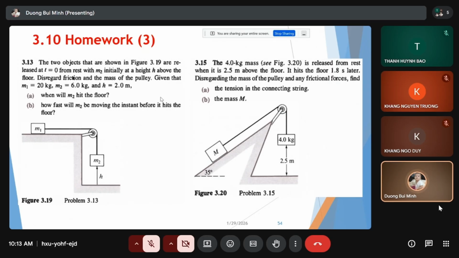And the 15, okay? Here we have 2 objects, right? We have object 1 with 4 kilograms. Look, it is released from the rest, okay? From the rest. So we consider static friction force, okay? And if the object is moving, you consider kinetic friction. Oh, this is neglecting, okay? This is neglecting the mass of the pulley and any frictional force, for the tension in the connecting strings and the mass.